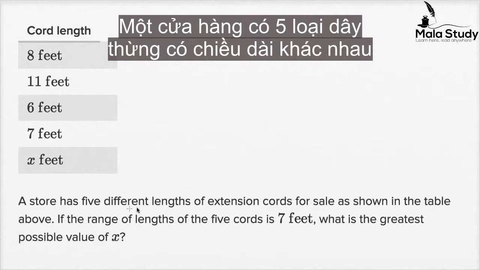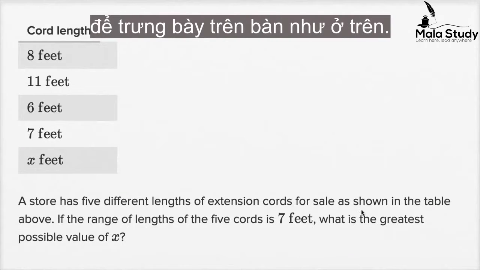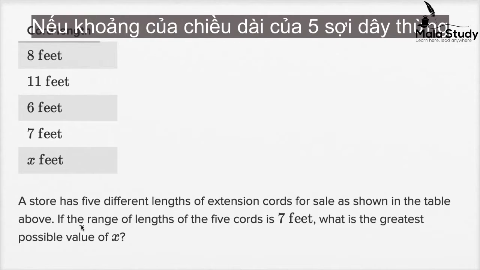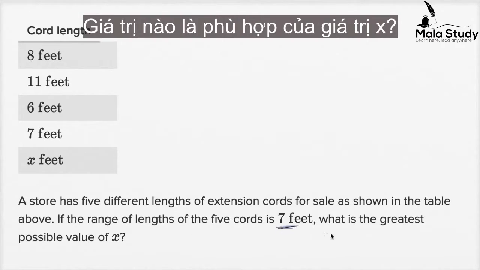A store has 5 different lengths of extension cords for sale as shown in the table above. If the range of lengths of the 5 cords is 7 feet, what is the greatest possible value of x?